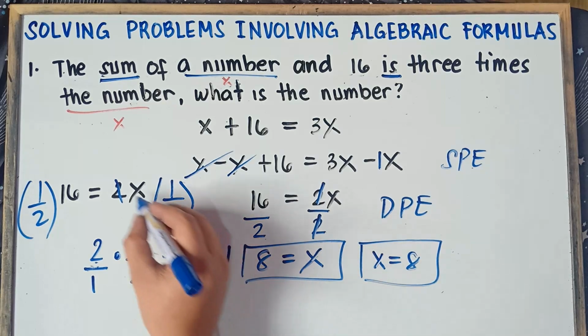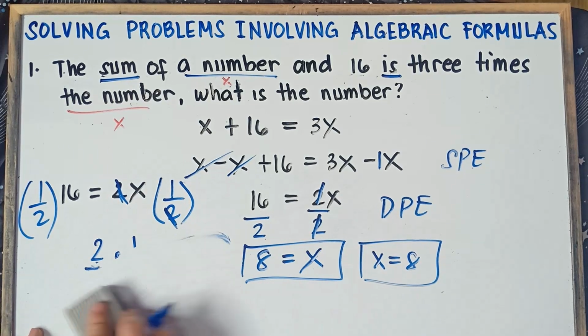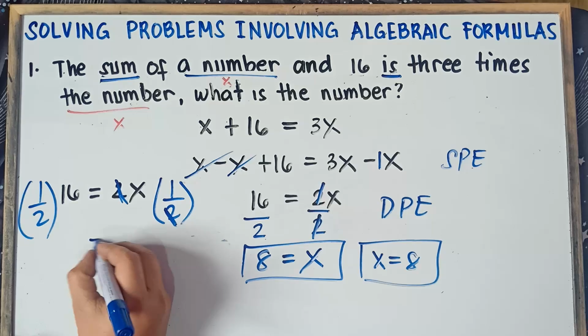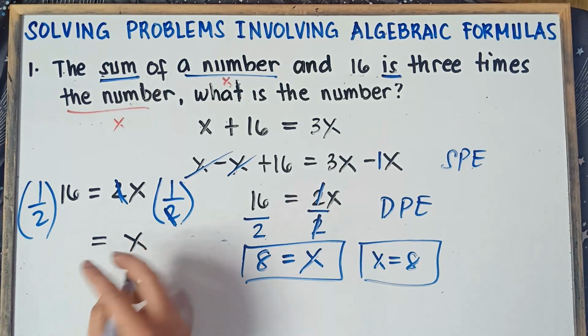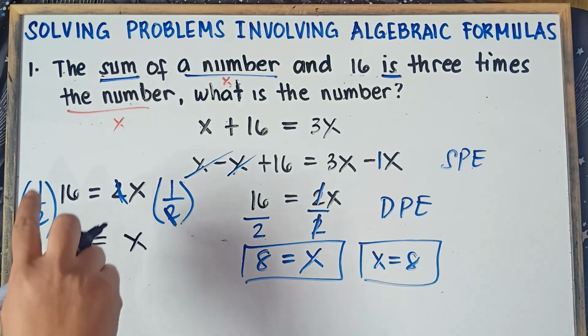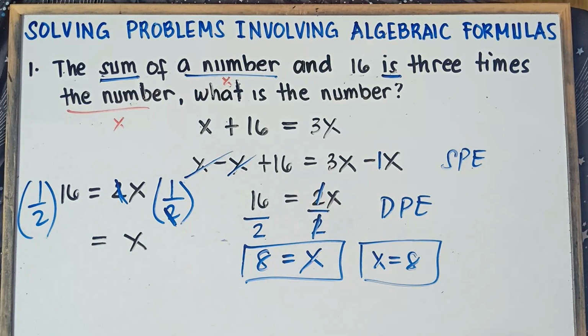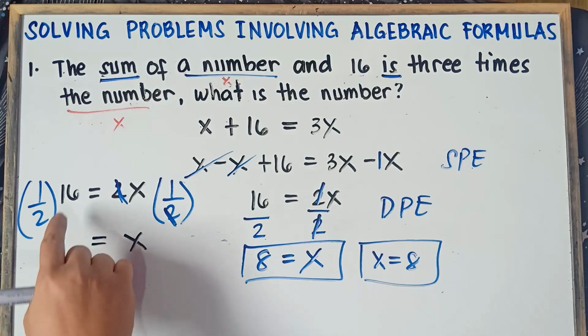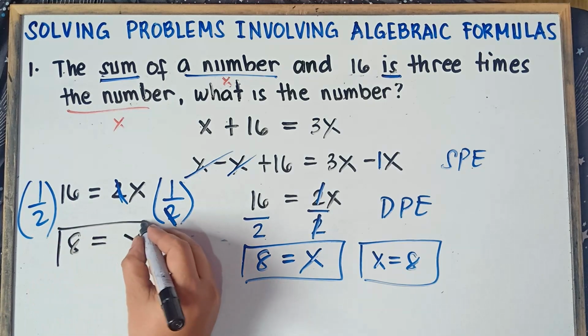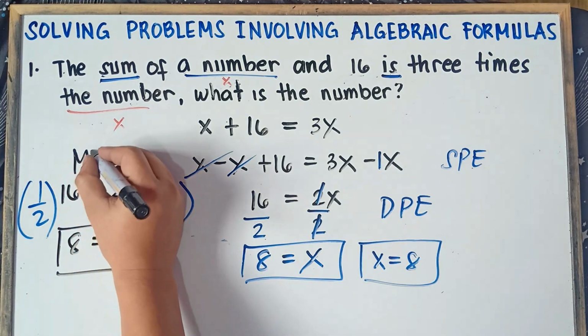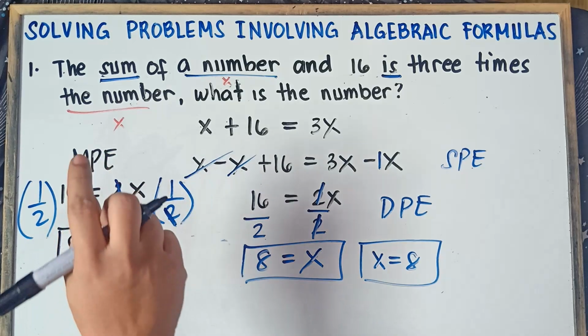And 2 divided by 2 is equal to 1. So we can simply cancel this out, and the remaining expression on the left side of the equal sign will be only x. And then 16 divided by 2, because 16 times 1/2 gives you the same answer, that would be 8. You can simply divide 16 by 2, that would be 8. And this is what we call MPE, multiplication property of equality.